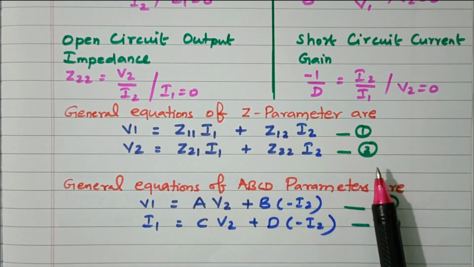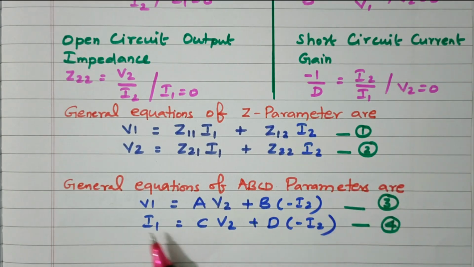Take these as equations 1 and 2. Similarly, the general equations of the ABCD parameters are V1 equal to A V2 plus B times minus I2, and I1 equal to C V2 plus D times minus I2. Take these as equations 3 and 4. Now we'll see how to convert this.